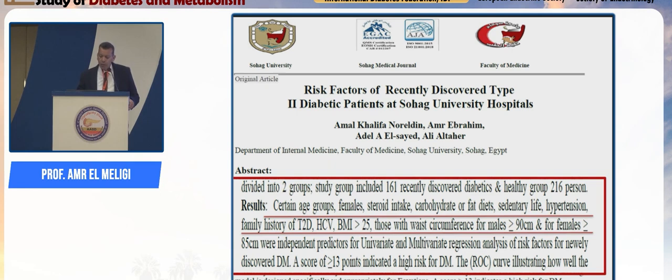more than 25. All these factors are risk factors for diabetes, and waist circumference more than 90 centimeters in males and more than 85 centimeters in females. All these factors are independent predictors for type 2 diabetes in Upper Egypt.